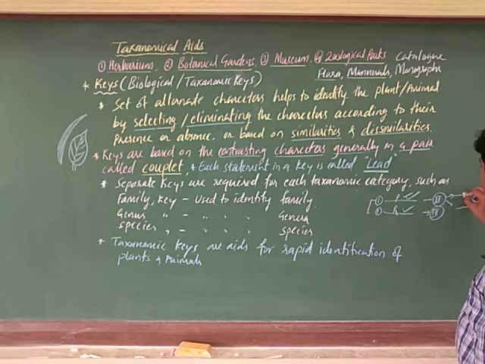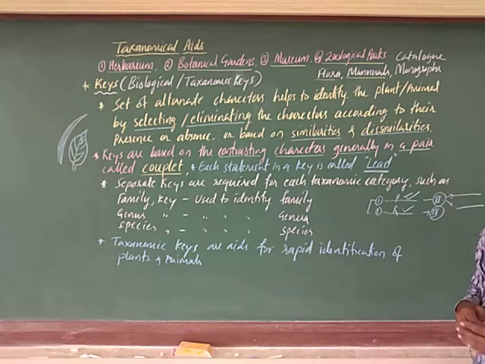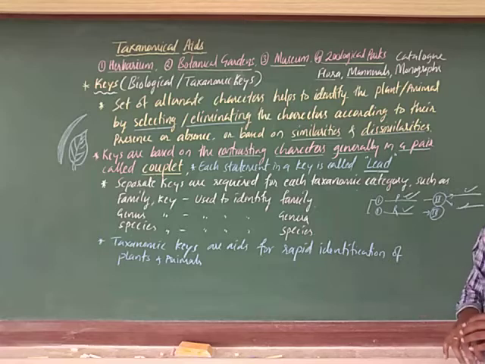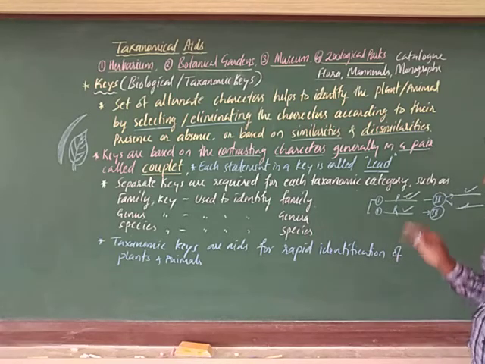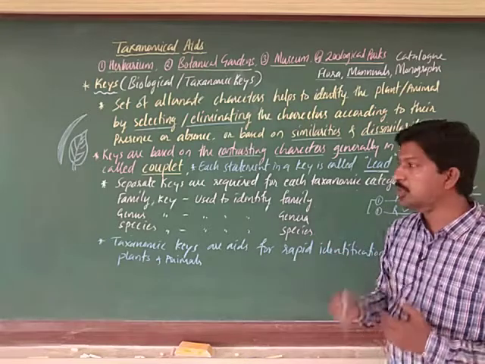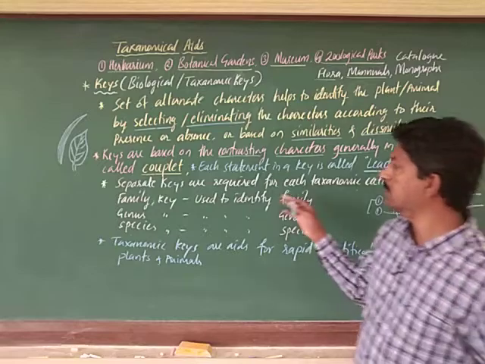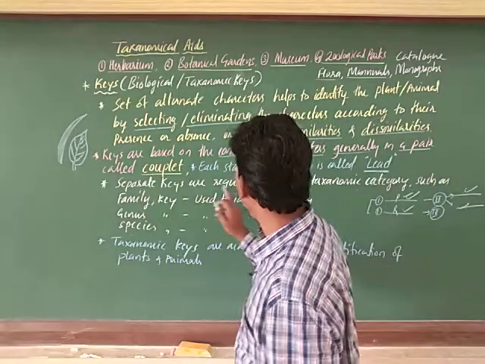So, when you are selecting again, either aquatic or terrestrial, depending on where it is growing, its habitat, then you go for that. Either flowering or non-flowering, in this way a set of alternate characters will be there, and we will go through that. Finally, we are going to start identifying up to the species. Usually what happens, let us see, separate keys are required.